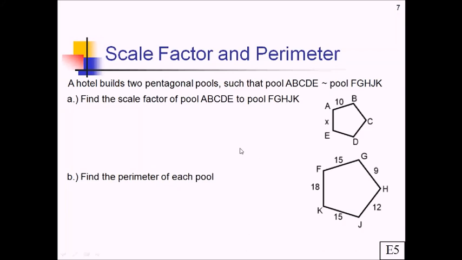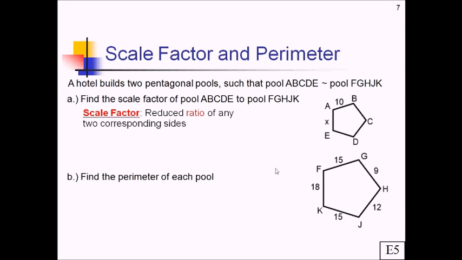For our next example here, we're going to hit a few new concepts. We have a hotel building two pentagonal pools such that this pool and this pool are similar. First thing we want to do is find the scale factor of pool ABCDE to pool FGHJK. So what is the scale factor thing? So the scale factor is basically just the reduced ratio of any two corresponding sides. So you just have to pick two sides that go together from each of these shapes and see what the reduced ratio of those would be.